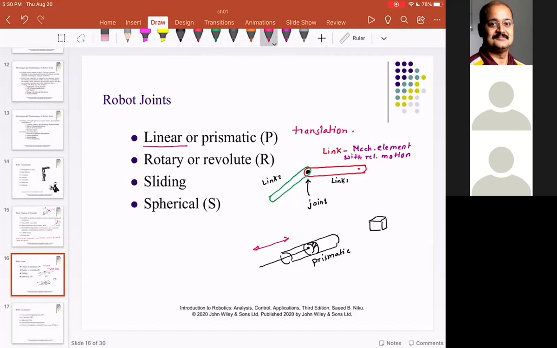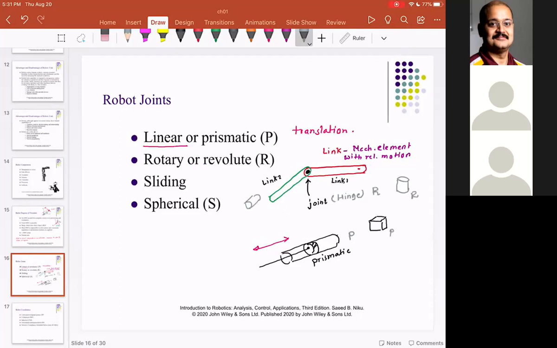Now, a rotary or revolute joint is where you have one link and another link, connected with a hinge. So this joint is a rotary joint. So this is R, this is P. And a rotary joint is usually shown something like this. In this particular case, I can show the rotary joint like this. So this is R and this is P.